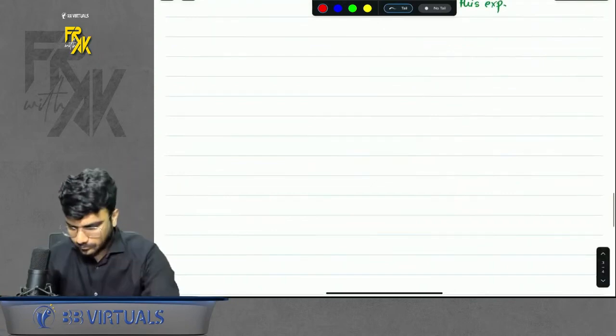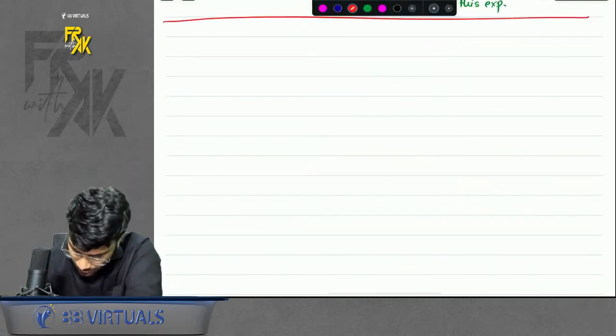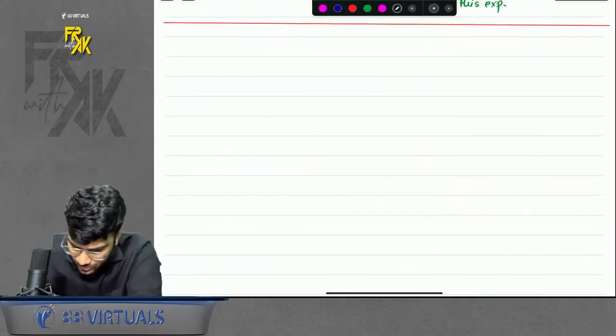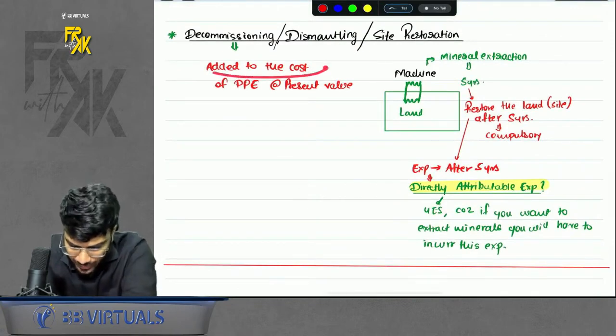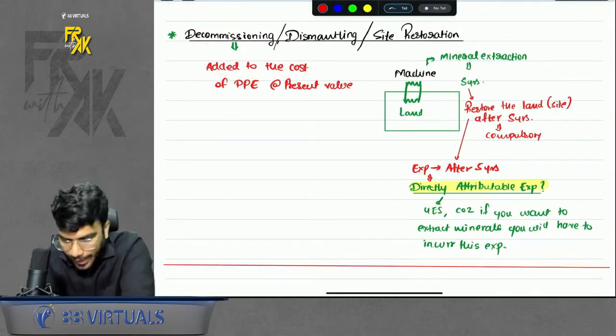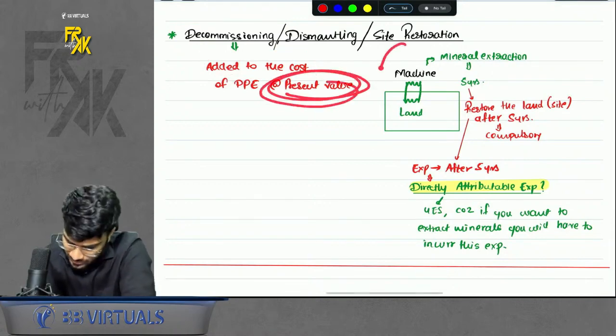Okay. So let's take one example here. This was the basic fundamental, the basic logic behind why we add this amount to the cost of the asset, and why we add it at present value. Here is the logic.